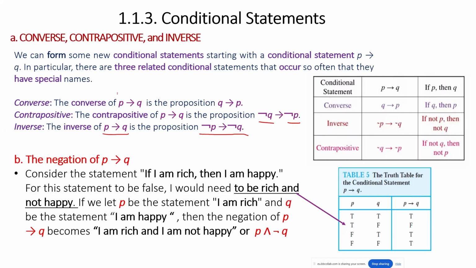Basically, the converse is that you flip them. You just flip. The contrapositive is the negation of the flip. And the inverse is the negation of the conditional statement. So those are just different names that you have to get used to. If we find something that asks what's the converse of this, you should be able to give the answer.